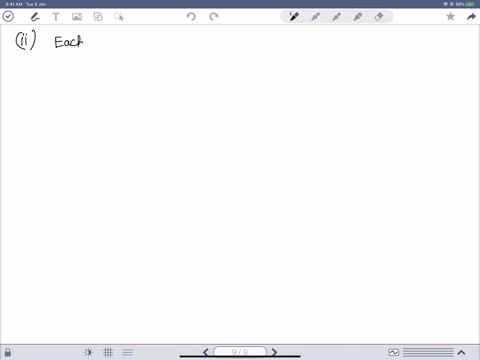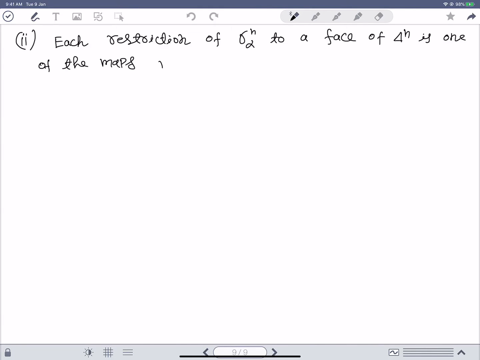So each restriction of sigma n alpha to a face of delta n is also in that collection. That means it is one of the maps, say sigma n minus 1 beta from delta n minus 1 to X, in the collection script X.